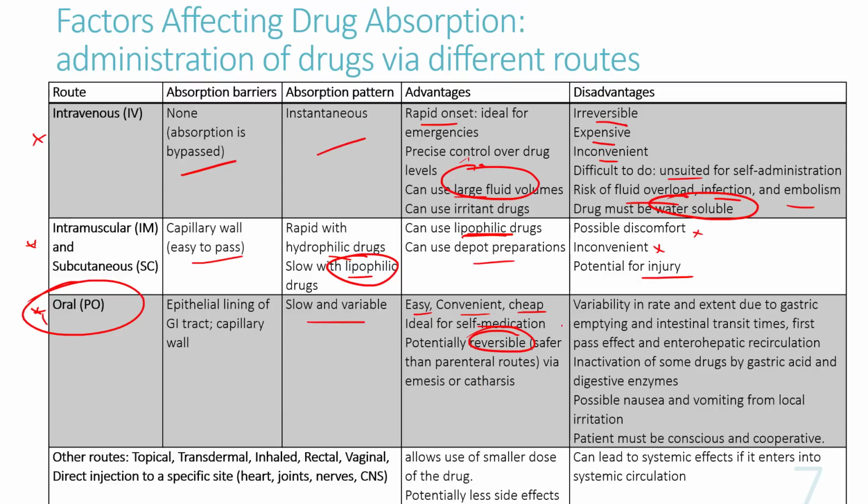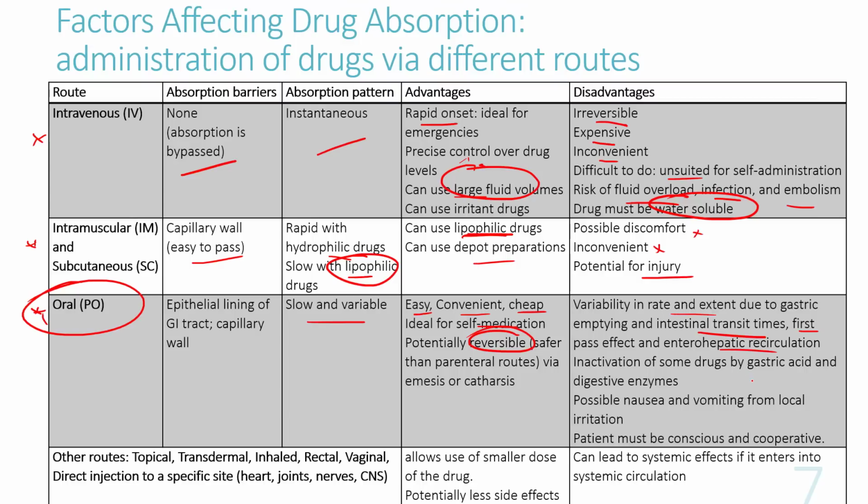Disadvantages of orally administered drugs are that there is variability in rate and extent due to gastric emptying times as well as intestinal transit time. Gastric emptying time is the amount of time it takes for something in the stomach to empty into the intestine. If you can recall, 90% of absorption happens in the intestine. So if you slow gastric emptying, you slow the rate of absorption. If you increase intestinal transit time, you decrease the absorption percentage, because the drug doesn't stay long in the small intestine, and so less drug is able to be absorbed. First pass effect and enterohepatic recirculation we'll cover in the next few slides.